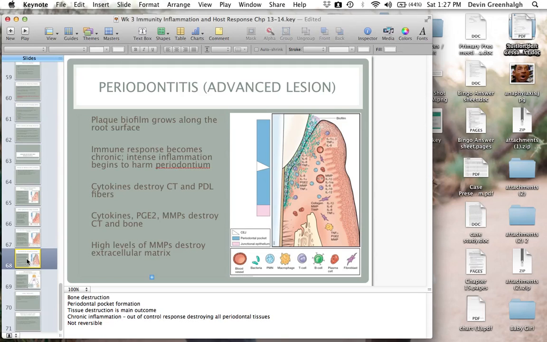Plaque biofilm grows along the root surface. The immune response becomes chronic. Intense inflammation begins to harm the periodontium. Cytokines destroy connective tissue and PDL fibers. Cytokines, prostaglandin E2s, and MMPs destroy connective tissue and bone. And you have high levels of MMPs. Periodontitis is chronic inflammation. It's an out of control response, and it's not reversible.